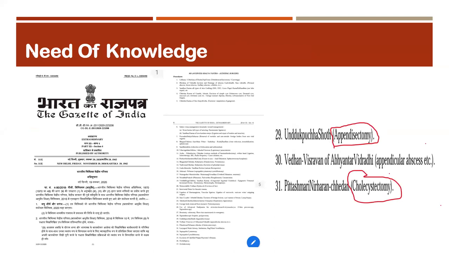So now the question arises, especially for the Ayurvedic surgeon: why is there a need for knowledge of laparoscopic surgery? Why do we stick only to open surgery? Because as per the gazette notification by the Government of India, permission has been given to Ayurvedic surgeons to perform appendicectomy and cholecystectomy. And in this advancement, if we do not learn the newer procedures for these diseases, and stick only to open surgery, then day by day none of the patients will come to your hospital for these operations.